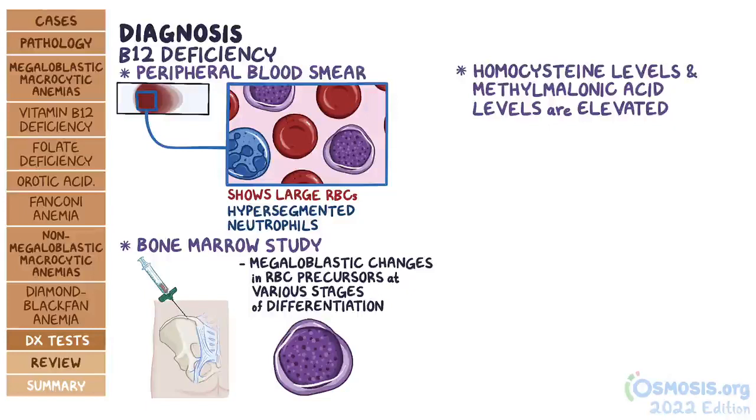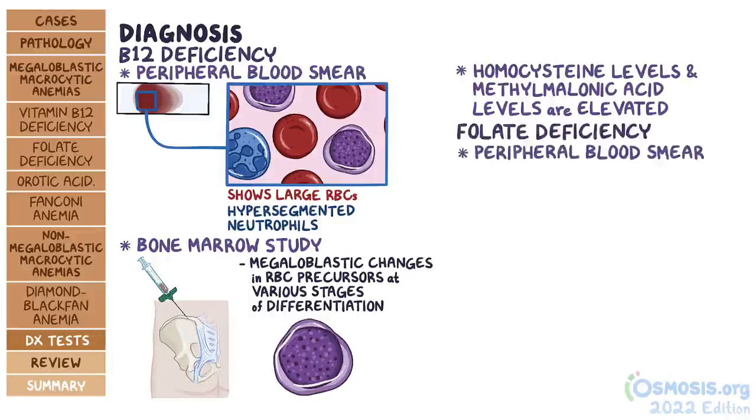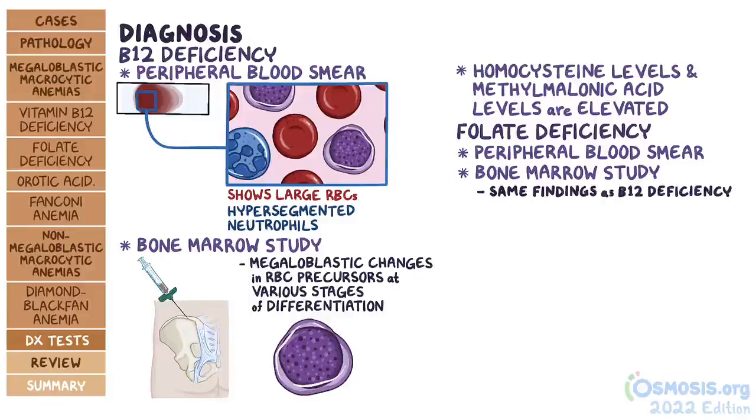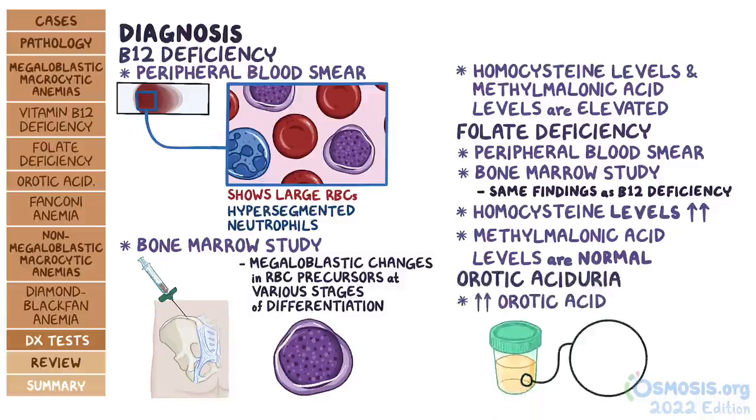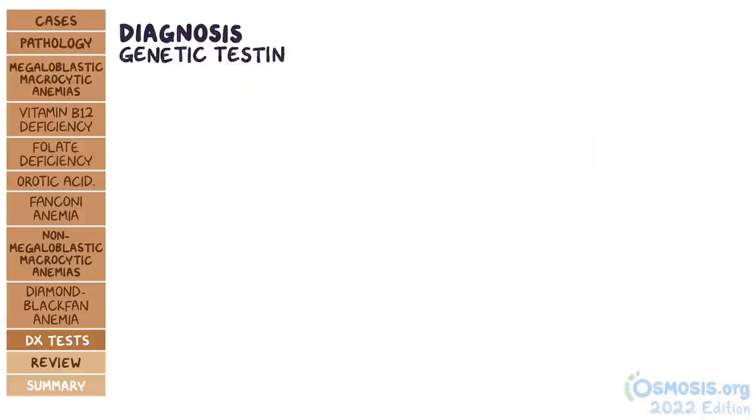Next, diagnosis of folate deficiency also relies on a peripheral blood smear and bone marrow study, both of which show the same finding as B12 deficiency. However, keep in mind that the homocysteine level is elevated, but methylmalonic acid levels are normal. Orotic aciduria is diagnosed via the very high orotic acid excretion in urine. Genetic testing can be done to confirm the diagnosis.